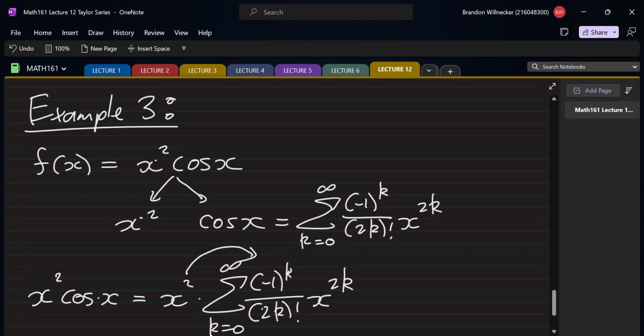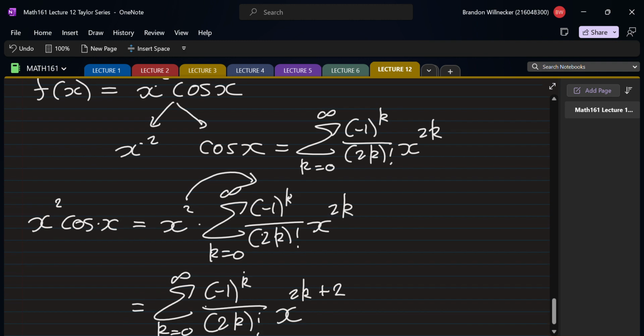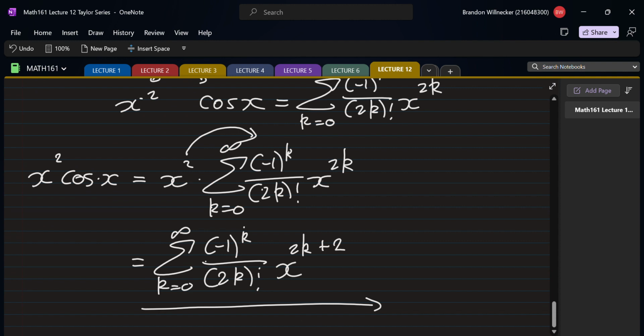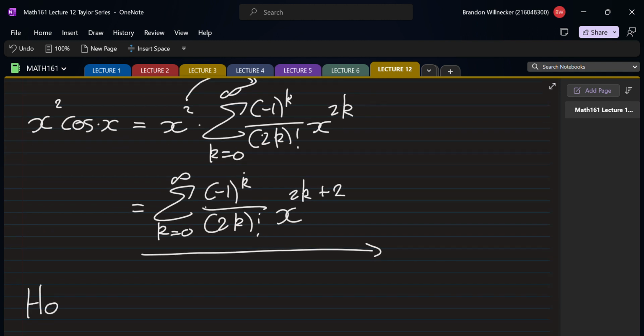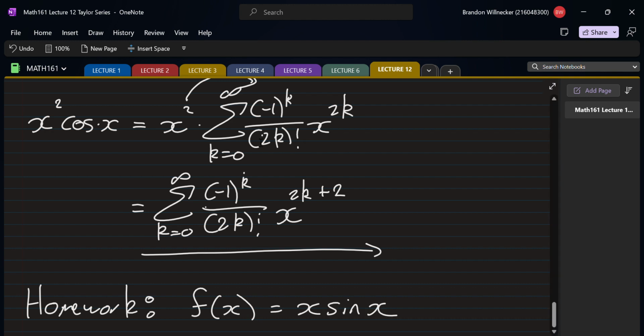So here we didn't have to do any derivatives of f. We just noticed that cos x could be written as a Taylor series. We multiply the x squared on afterwards, and that gives us our result. Whenever you can do a little trick like this to make things easier, you should try that out. Okay, and I'll put a little homework problem. Try out f of x is equal to x sine x. Very similar to what we did in this previous example.